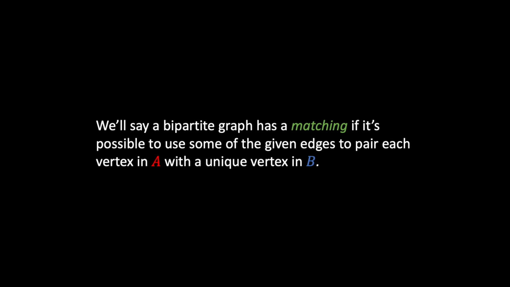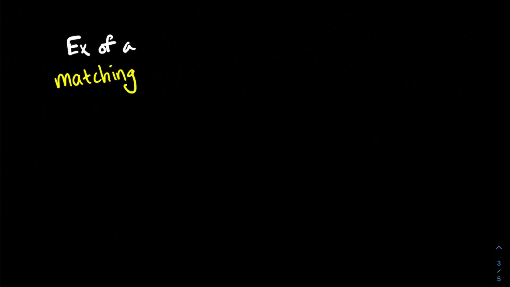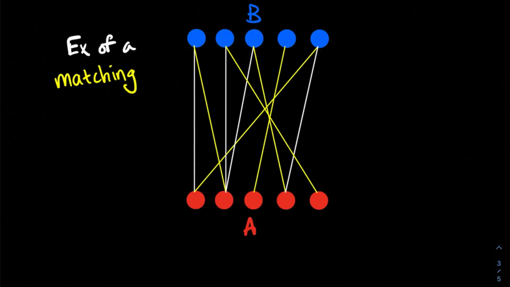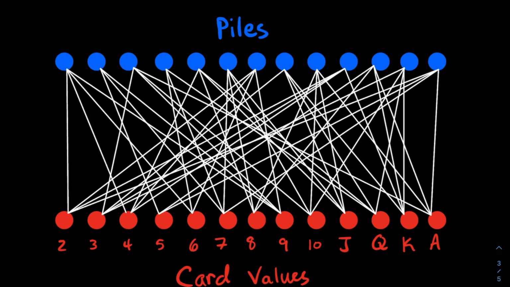We'll say a bipartite graph has a matching if it's possible to use some of the given edges to pair each vertex in A with a unique vertex in B. So if we use the bipartite graph we saw earlier, we'll use these yellow edges here to visualize a matching in this bipartite graph. So winning our card game corresponds to finding a matching in the related graph. For the graph I drew earlier, this arrangement does have a matching that I found here and colored in yellow.